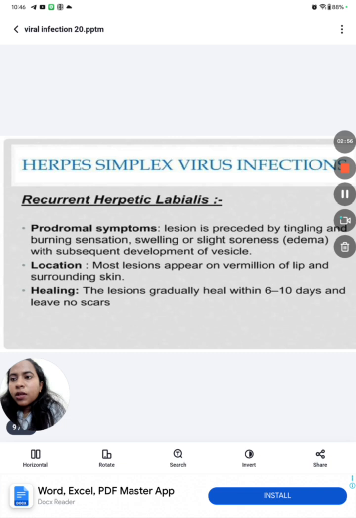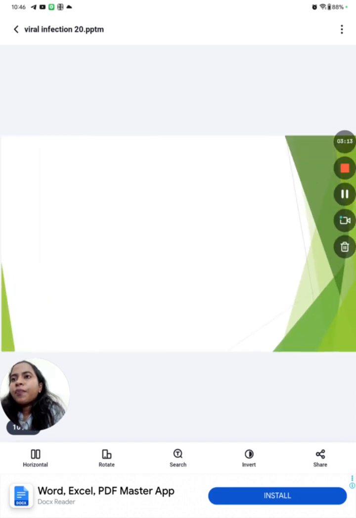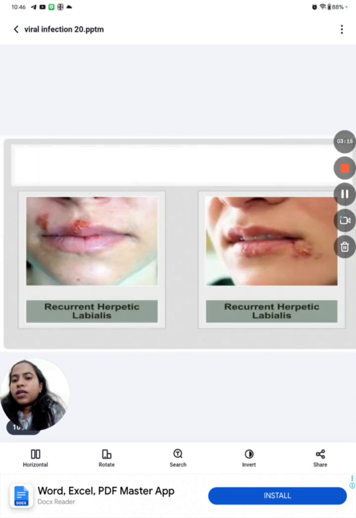Recurrent herpetic labialis has prodrome symptoms, with the lesion preceded by a tingling and burning sensation, swelling, and soreness. Location: the lesions appear on one side of the lip and the surrounding skin, and gradually heal within 6 to 10 days, leaving no scar. So these are the clinical pictures of herpes.